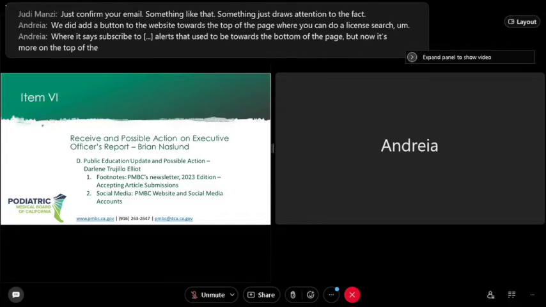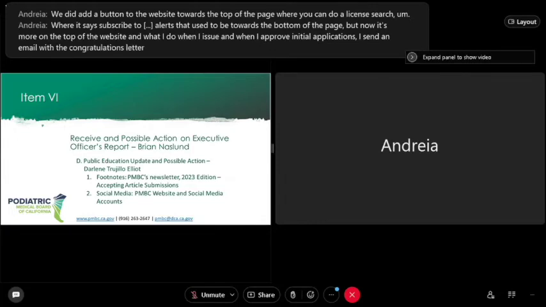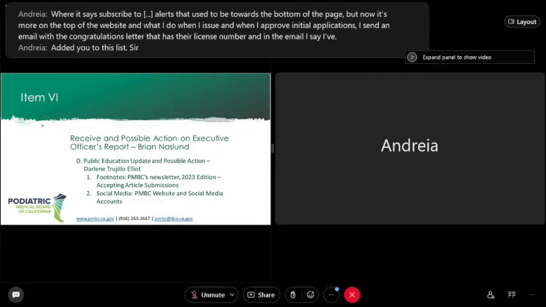And what I do when I approve initial applications, I send an email with the congratulations letter that has their license number. And in the email, I say, I've added you to this listserv, but you have to click into this. You have to click into it to confirm your identity to receive updates from the board.